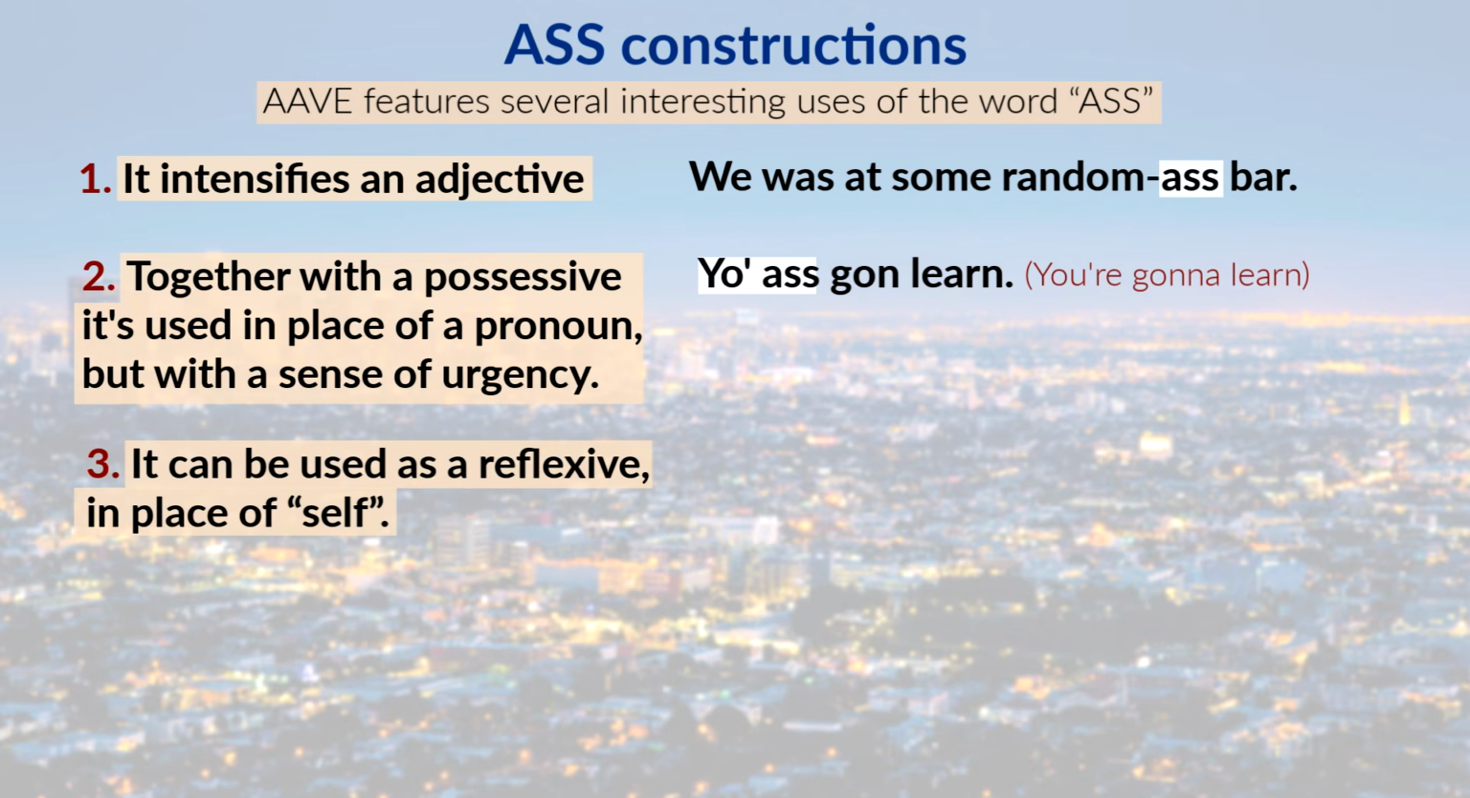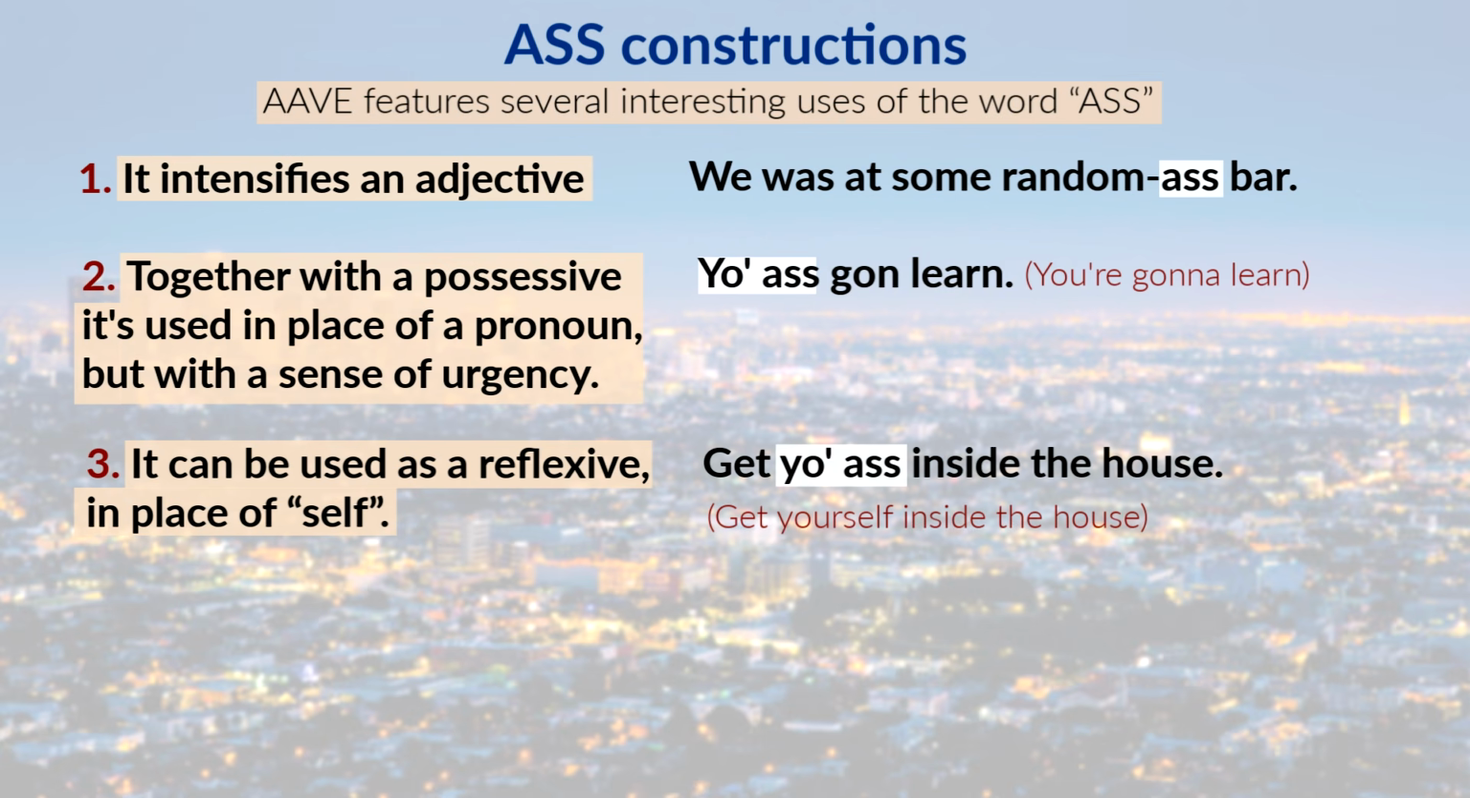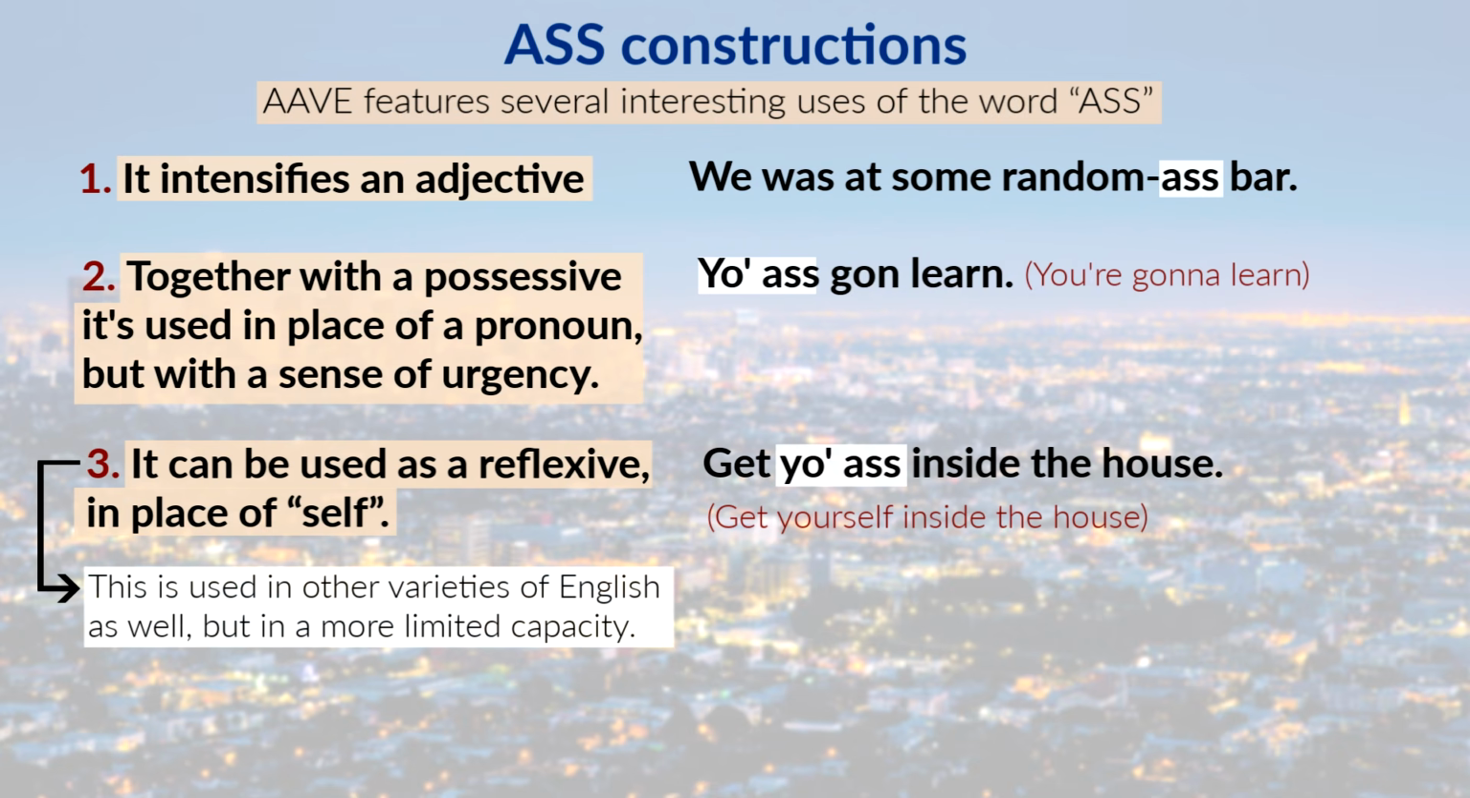Third, it can also be used as a reflexive in place of self. Get your ass inside the house. That just means get yourself inside the house. Yo ass replaces yourself. This is used in other varieties of English as well, but in a much more limited capacity.